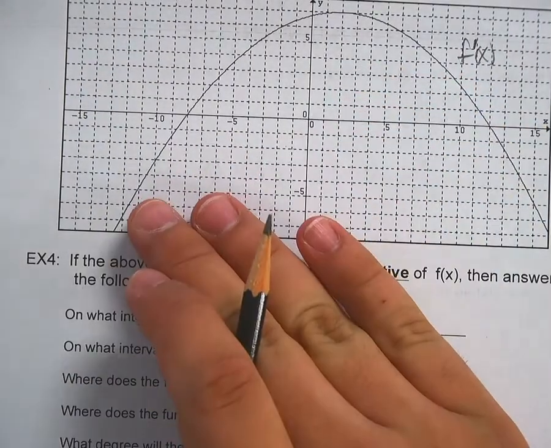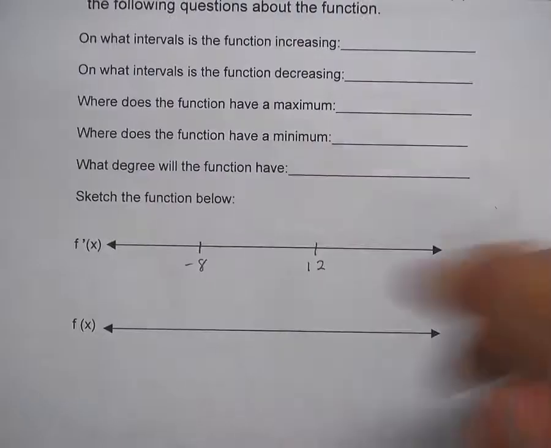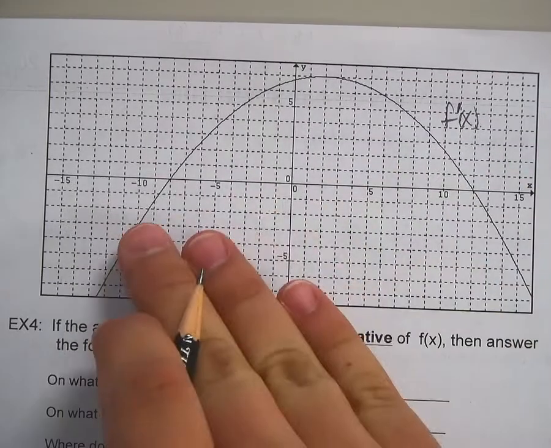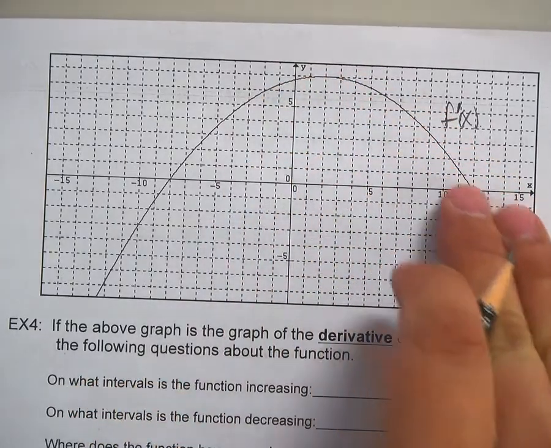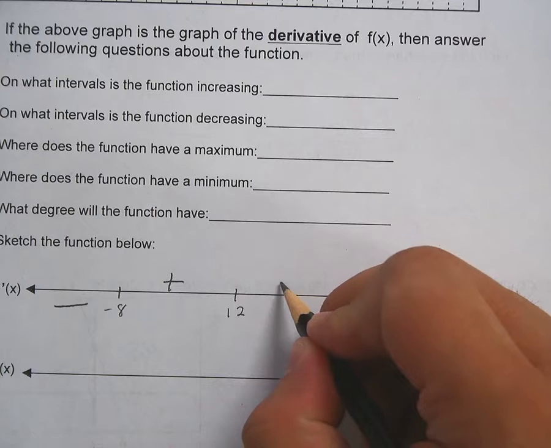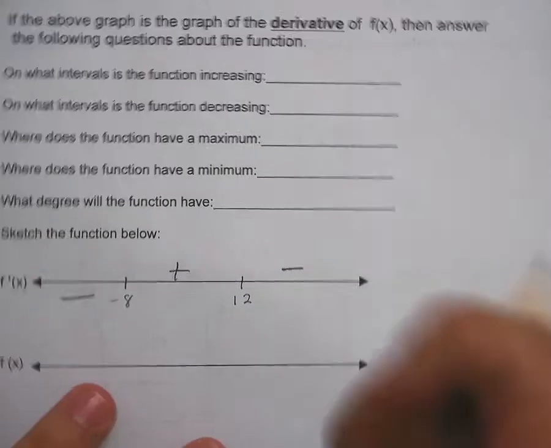To the left of negative 8, our slope is negative. To the left of negative 8, we have a negative slope. In between negative 8 and 12, we have a positive slope. It goes above the x-axis, positive. And then after 12, it's a negative slope again. Oops, let me put that down at the bottom.